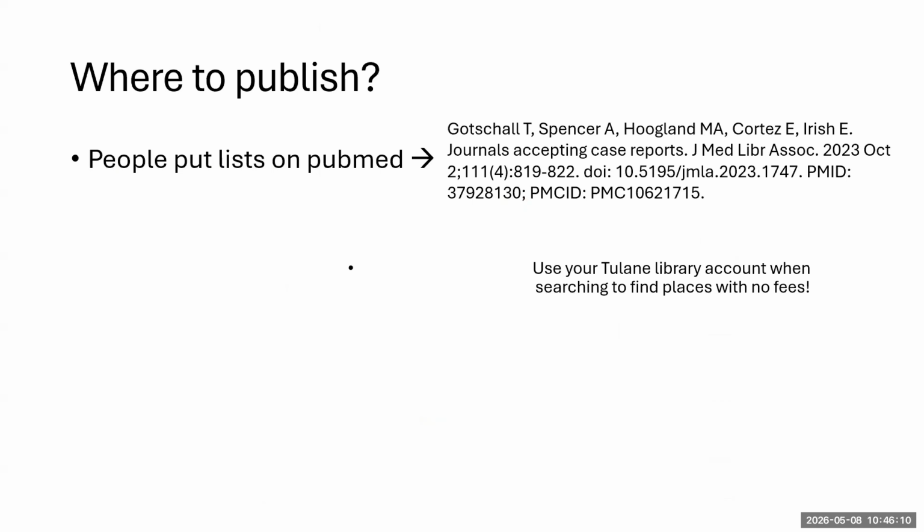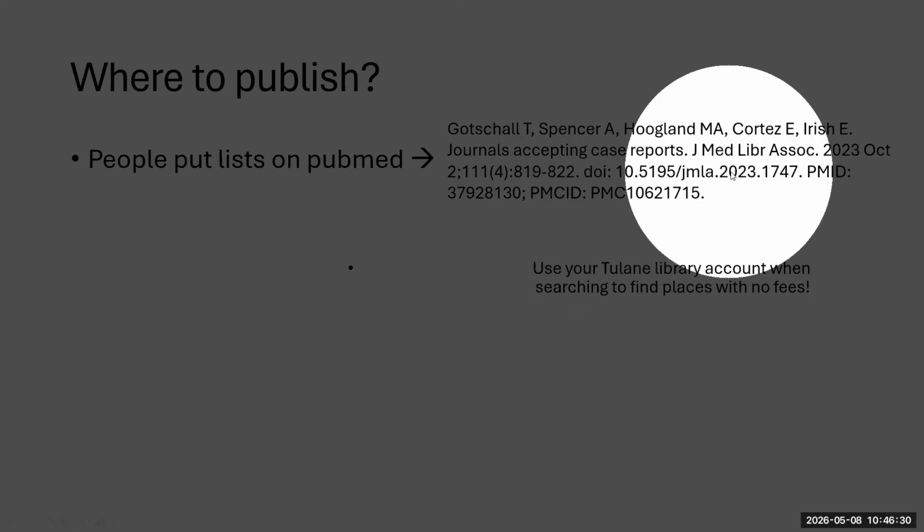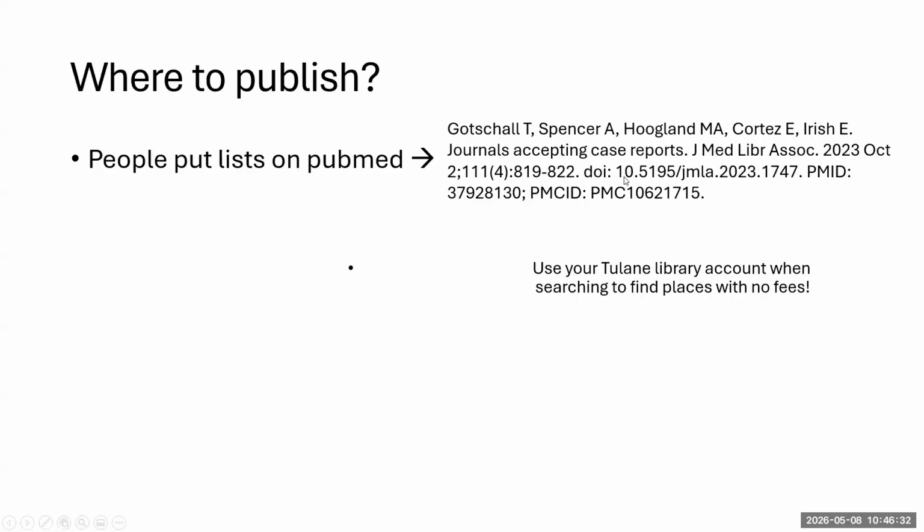Okay, where to publish? It can be a little tricky because not a lot of papers love to publish case reports. What is great is that there are a few review papers where they look for lists of journals accepting case reports. So I actually use this one a lot. I've added the citation there, and it was published in 2023, but it's still relevant.